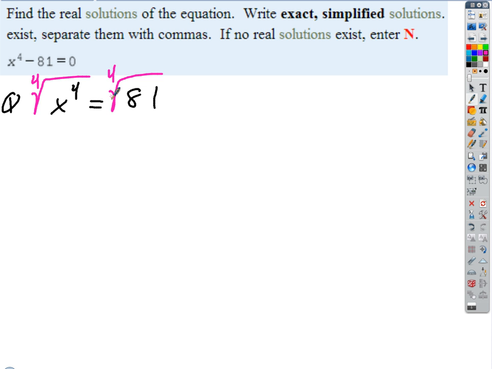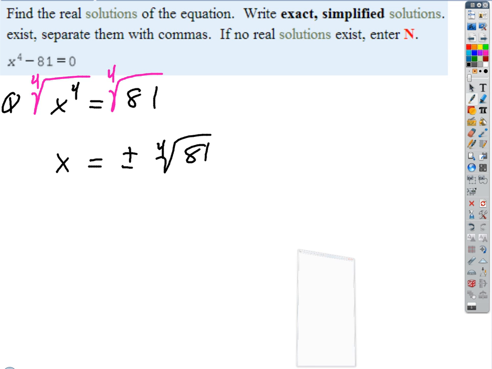All right, so if I take the 4th root of both sides, now what that's going to do is it's going to give me an x on this side. On this side, do I need a plus or minus? Yes, I do. How come? It's even. Because it's an even root. Exactly. So I need my plus or minus. And it's the 4th root of 81. Now, there's a couple ways you can do this on a calculator.